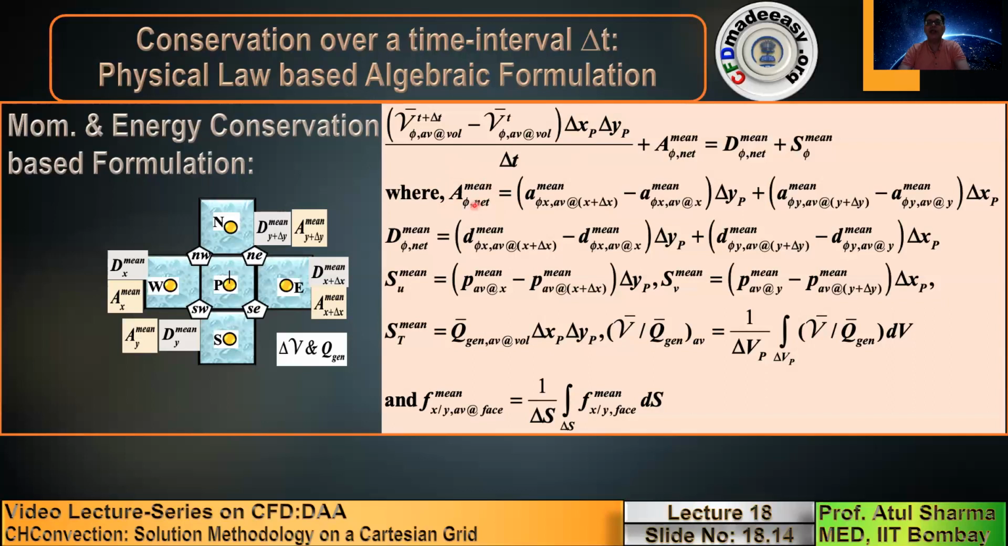If phi is V, it is the net Y momentum flow rate. Sorry, it is the net X momentum flow rate if phi is U, leaving across the surface of the control volume. If phi is V, it is the net Y momentum flow rate leaving across the surface of the control volume. If phi is T, it is the net enthalpy flow rate leaving across the surface of the control volume.